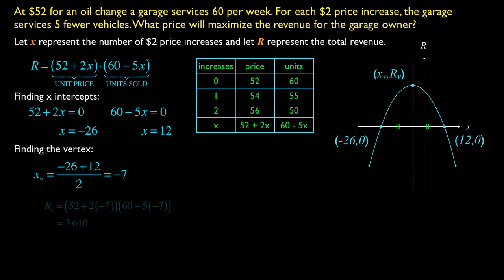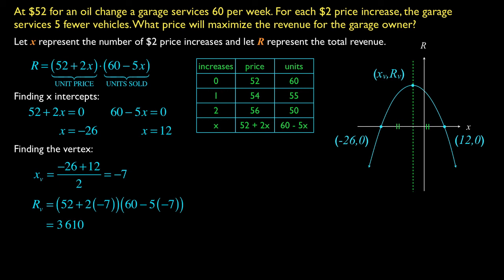To get the y-coordinate of that vertex, or the revenue coordinate, as we would call it in this case, our revenue coordinate would be 52 plus 2 times that negative 7, times 60 minus 5 times that negative 7. So we've just inserted the x-coordinate of the vertex, and we get 3,610. And now we need to make a concluding statement.